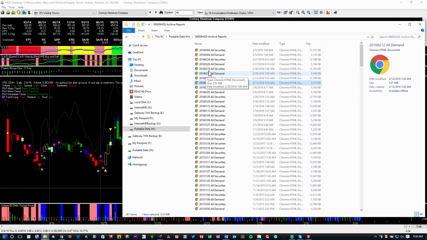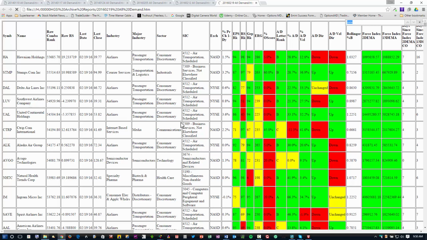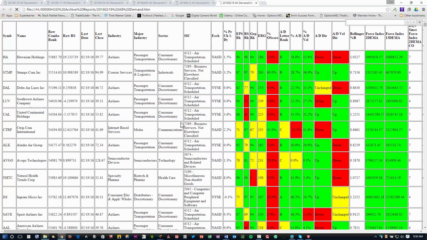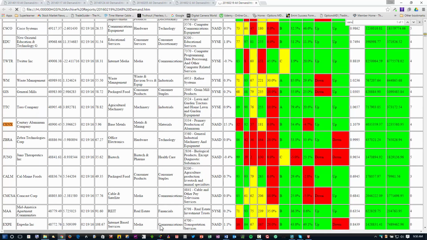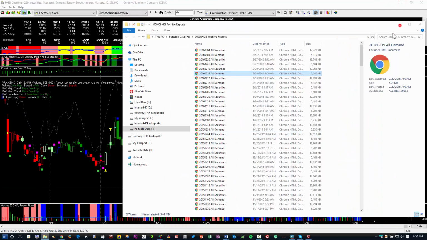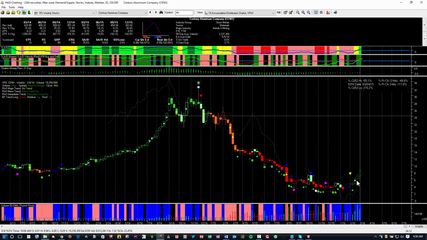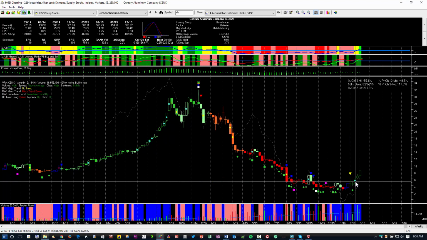Now let me do one more of these. I'm going to go to 219. I'm going to do a control find and type in CENX. And you can see that suddenly it has jumped all the way to 92. So let's take a look at that chart, and this is the week of the 19th. I'm going to go back to a weekly chart. And here it is right here on the weekly chart.